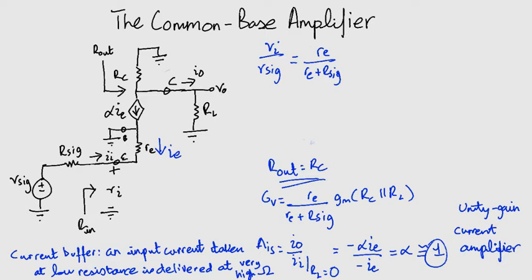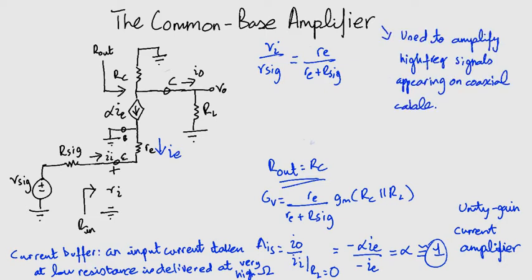One of the applications of the common base circuit is to amplify high frequency signals that appear on a coaxial cable. To prevent this problem of attenuation, the common base amplifier is required to have an input resistance equal to the characteristic resistance of the cable. This is usually between 50 to 75 ohms. To understand this more fully, let's do a numerical together.